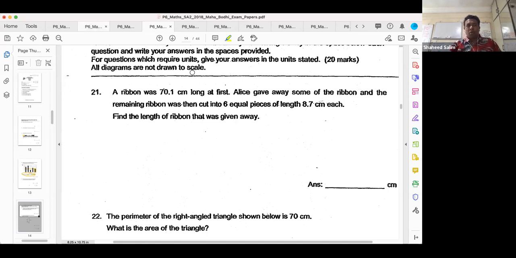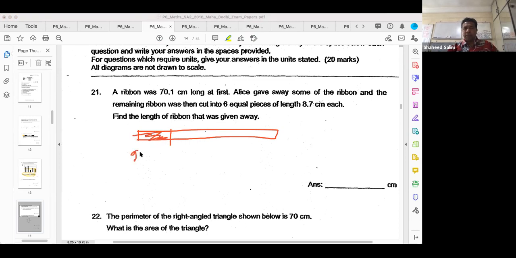Take your time. You can draw a model if you want to. To help those who cannot imagine, I'll just draw a model. This is the whole ribbon, 70.1. Then he cut this one, he gave away. Then this is the remaining ribbon. Well done, Akil. So how much is the remaining?